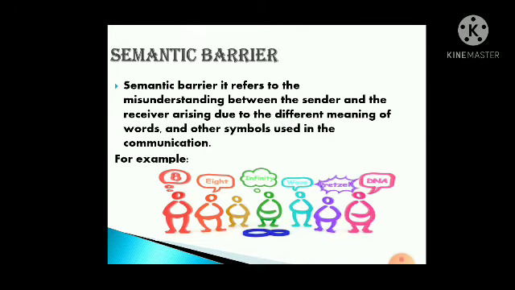Then semantic barrier. A semantic barrier refers to the misunderstanding between the sender and receiver arising due to the different meanings of the words and other symbols used in the communication. For example, the number 8. For other people, a number or word can have different meanings, like the number 8: infinity, wave, red cell, or DNA. So the sender and the receiver have a misunderstanding with each other.